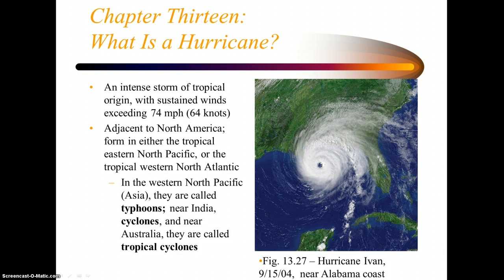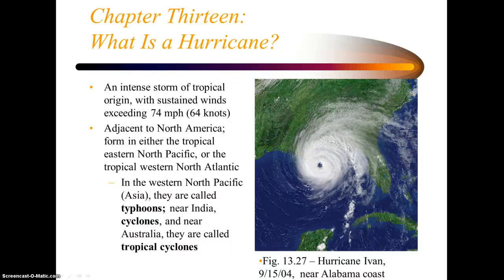So what is a hurricane? It's when you have an intense tropical cyclone, a cyclone of tropical origin, with sustained winds exceeding 74 miles an hour. That's 64 nautical miles per hour. We call them hurricanes when they're adjacent to North America. They form in either the tropical eastern North Pacific, our side of the U.S., or the tropical western North Atlantic, the East Coast and the Gulf of Mexico.